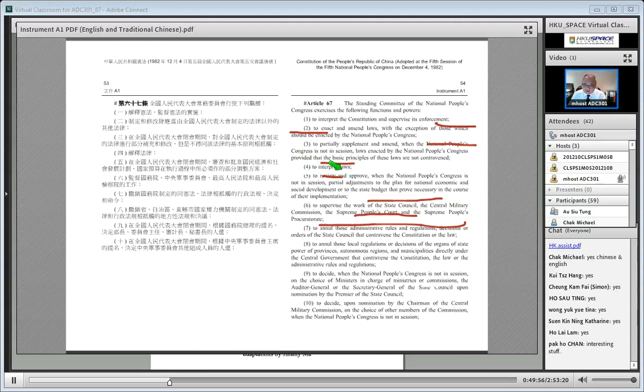Article 67, item 4. Although we say that the standing committee cannot enact or amend the Basic Law of the Hong Kong Special Administrative Region, it has the power under Article 67, item 4, to interpret laws. Laws here include the Basic Law.